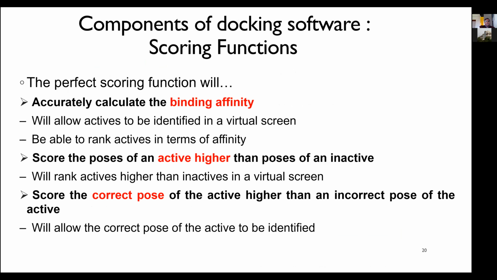Okay. Now, just like search algorithm is important, scoring function is also important. Now, the perfect scoring function should be able to accurately calculate the binding affinity. Now, what do you mean by accurately calculate the binding affinity? The scoring function should give high score to the actives and low score to the inactives. And within the actives, for example, there may be some molecule which is having 5 micromolar potency against a particular target.